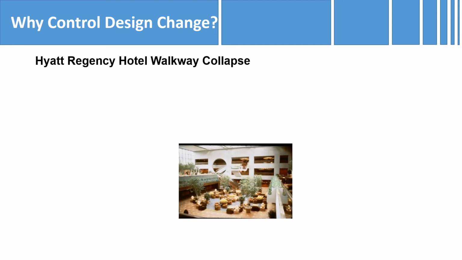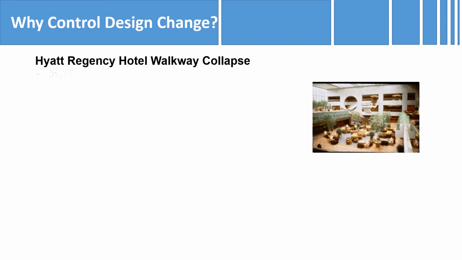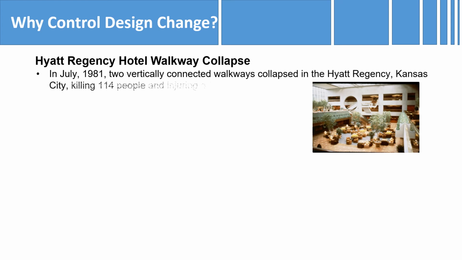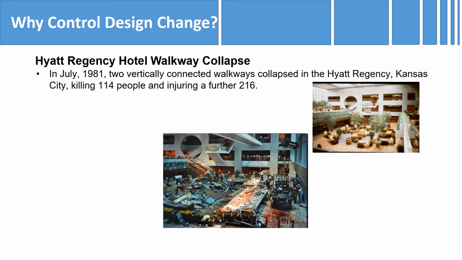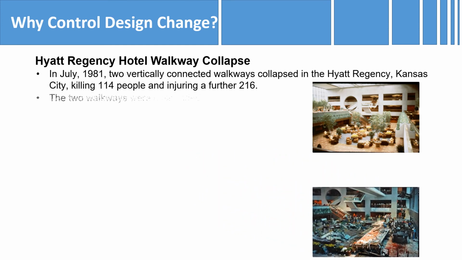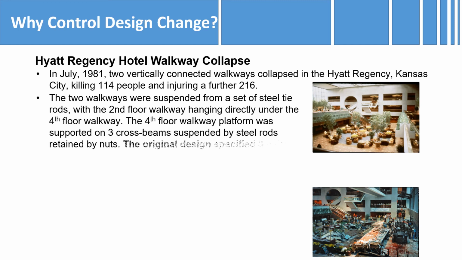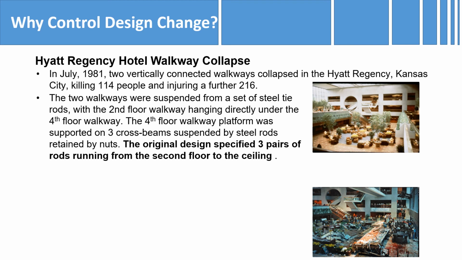As mentioned in the introduction to this presentation, there are very good reasons for why we need to control design changes, and arguably there are none better than the Hyatt Regency Hotel walkway collapse to demonstrate this. In July 1981, two vertically connected walkways collapsed in the Hyatt Regency, Kansas City, killing 114 people and injuring a further 216. The two walkways were suspended from a set of steel tie rods, with the second floor walkway hanging directly under the fourth floor walkway.